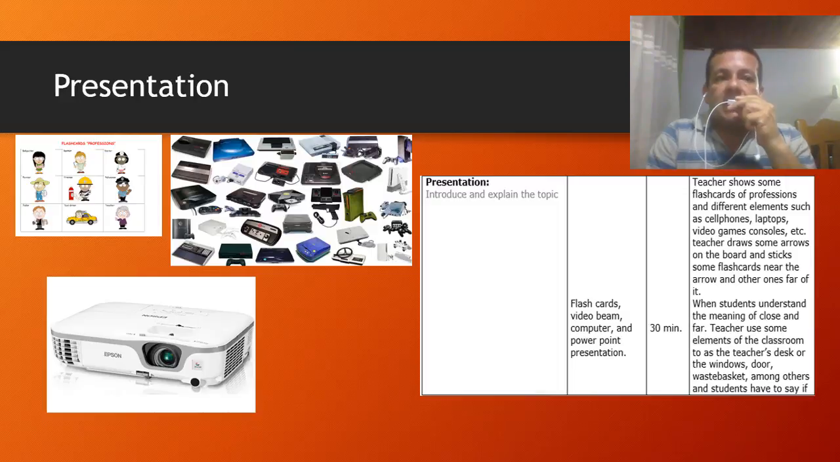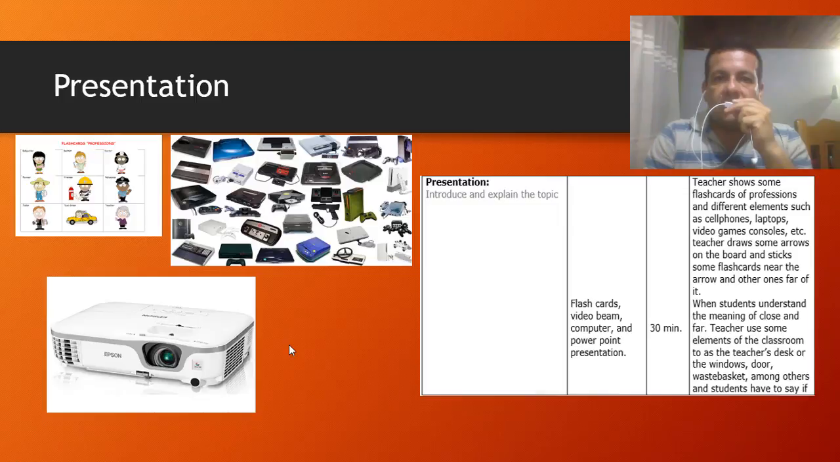The next step for this template is the presentation. The resources for this stage are flashcards, video beam, computer, and a PowerPoint presentation. The time limit is 30 minutes. Teacher shows some flashcards of professions and different elements to students such as cell phones, video games, etc. to remember vocabulary from other topics.